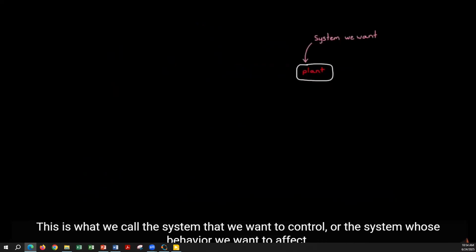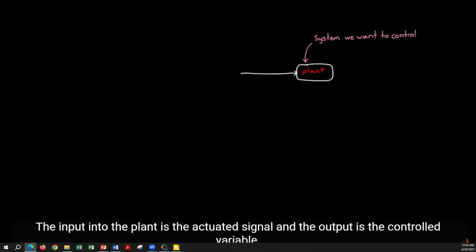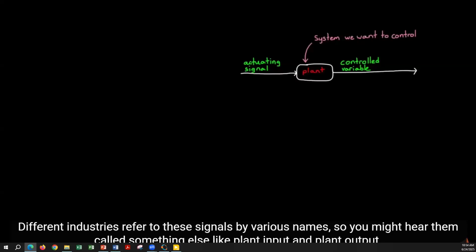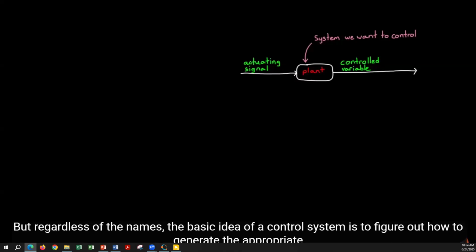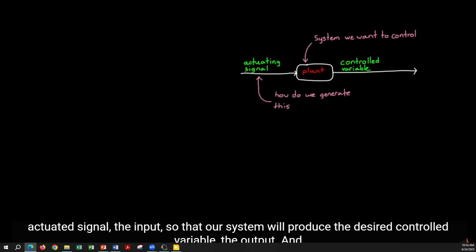We start with a plant. This is what we call the system that we want to control, or the system whose behavior we want to affect. The input into the plant is the actuating signal, and the output is the controlled variable. Different industries refer to these signals by various names, so you might hear them called something else, like plant input and plant output. But regardless of the names, the basic idea of a control system is to figure out how to generate the appropriate actuating signal, the input, so that our system will produce the desired controlled variable, the output.